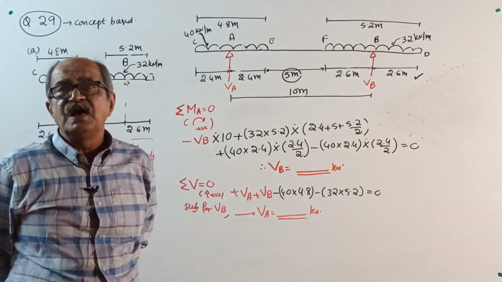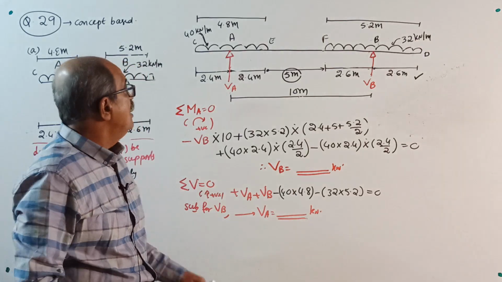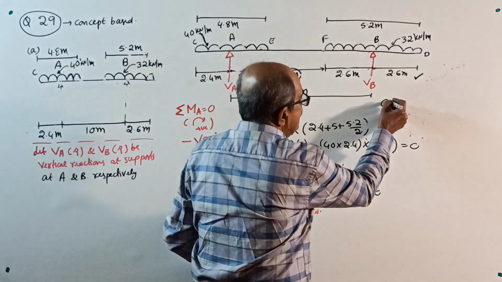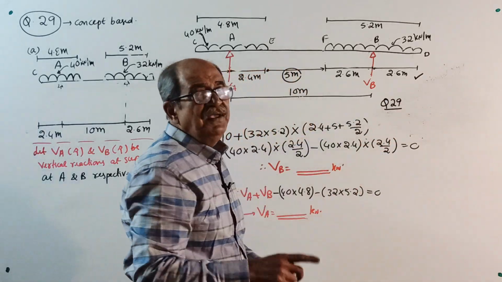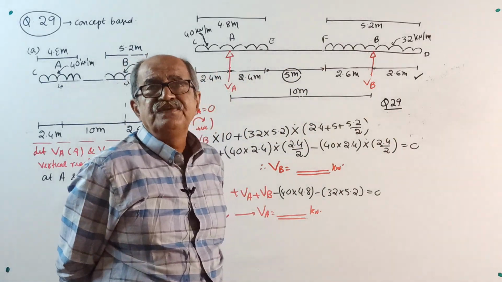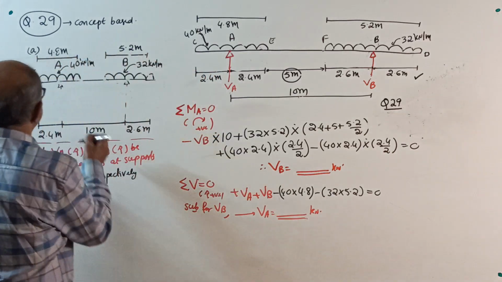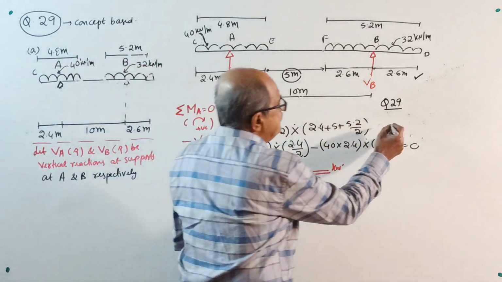There are 3 questions today because all are concept based. I first tell the question. Question 29. Don't see ABC now. First question 29. A beam has simply supported span of 10 meter. See, simply supported span, right here.